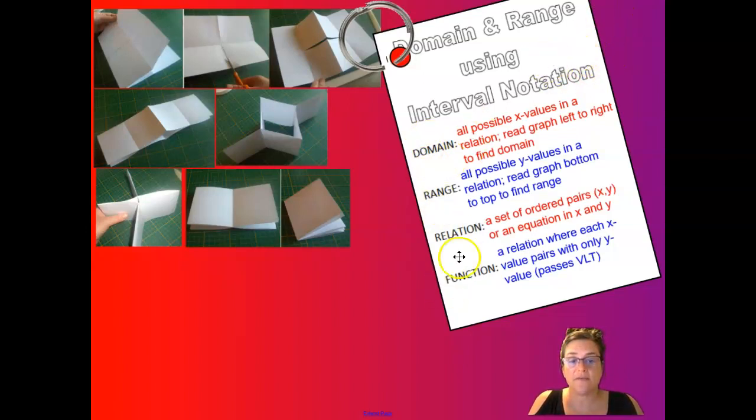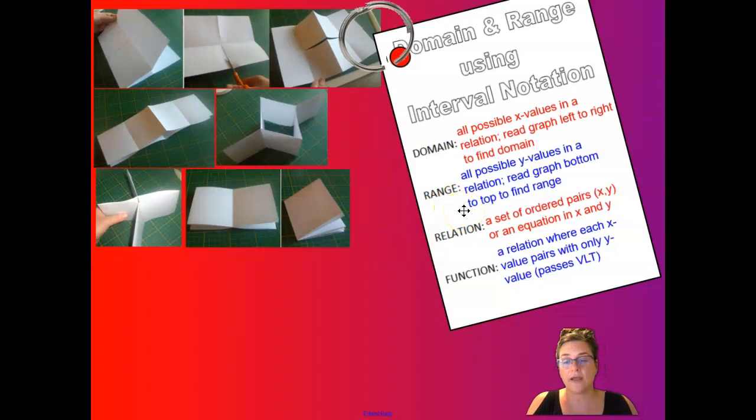So on the front of the foldable notes booklet, if that's how you're taking your notes, you'll notice a place to record the meanings for these four terms: domain, range, relation, and function. And you learned these in Algebra 1 and Algebra 2, so we're not going to dwell on them too long. The domain is your x values, the range is the y values.